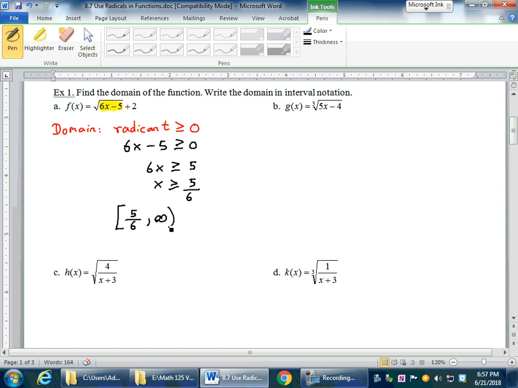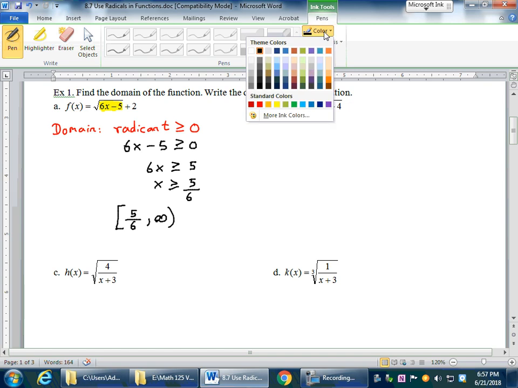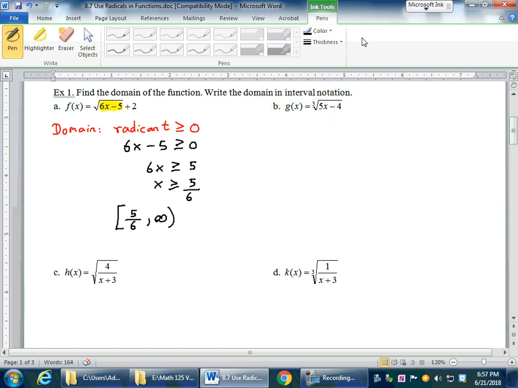Next, example B. g of x is equal to the cube root of 5x minus 4. Since this is an odd index, the value of the radicand can be either positive or negative, so we don't really care. And since 5x minus 4 has no restriction, meaning that it's not going to make anything undefined, therefore the domain of this cube root function is negative infinity to positive infinity, right? It could be any real number.